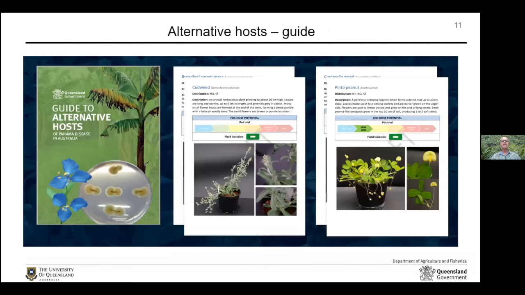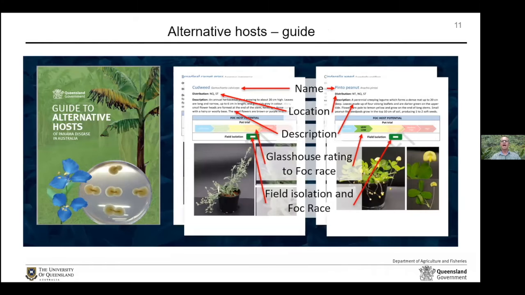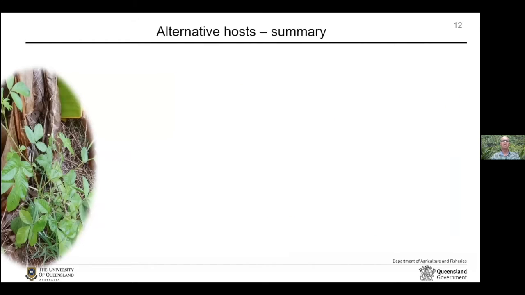So all the information that we've been generating on alternative hosts, we've put into a guide for our banana growers in Australia. This has photos of the different alternative hosts, the names, locations where they're found within Australia, description, and then a glasshouse rating to Fusarium and a field rating, whether it has been found in the field.